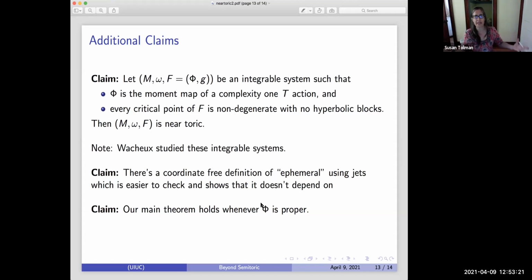So we include these examples if you're interested in them. And these were already studied by Wacheux. So this is sort of the higher-dimensional way of dealing with semitoric. And ours includes that, but definitely includes things which are not included in this.